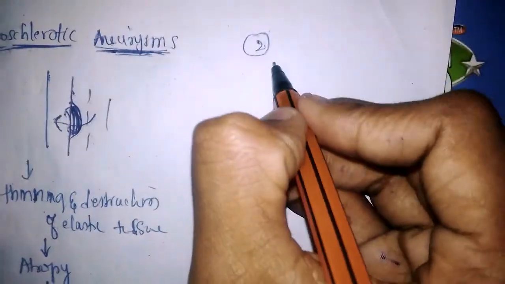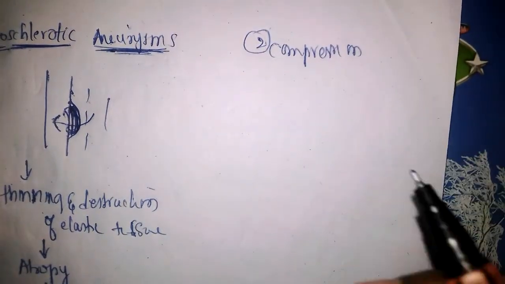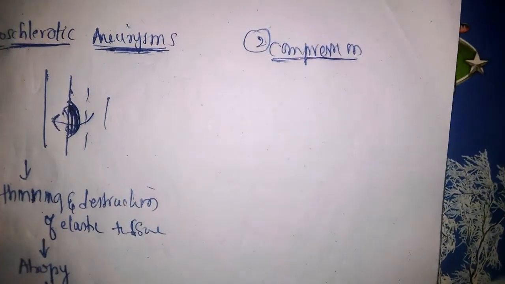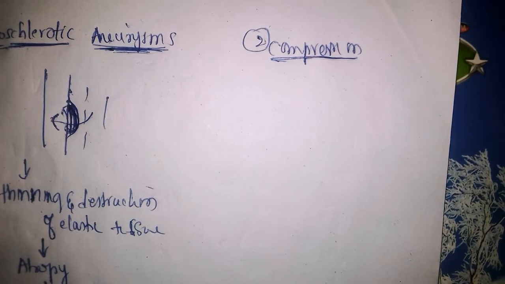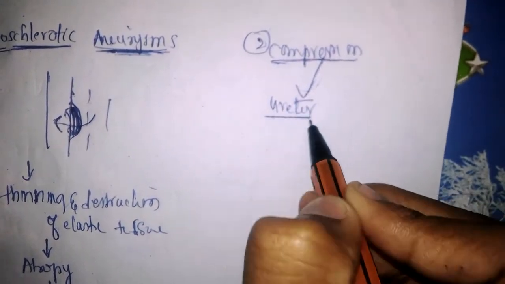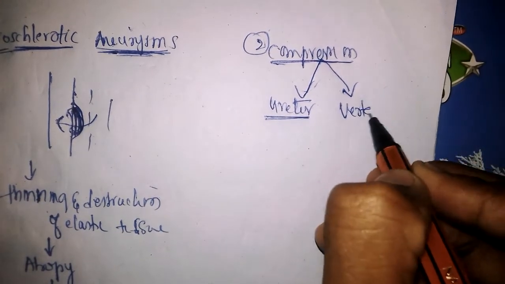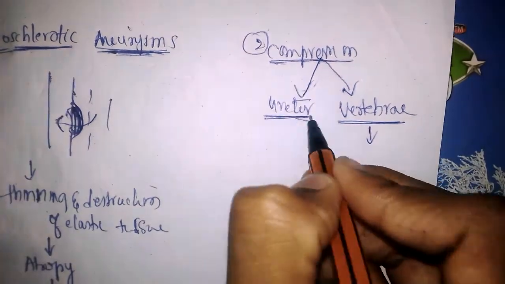And then coming to compression, this is also one of the complications of atherosclerotic aneurysm. We mainly focus on the aneurysms that are present in the abdominal aorta, right? So whenever there is an atherosclerotic aneurysm in the abdominal aorta, it compresses, one, the ureter, most likely to get compressed is the ureter, and the second one is the vertebrae. Okay, there is compression of vertebrae. This results in erosion of vertebrae and compression of ureter.